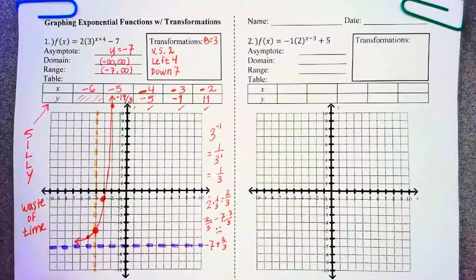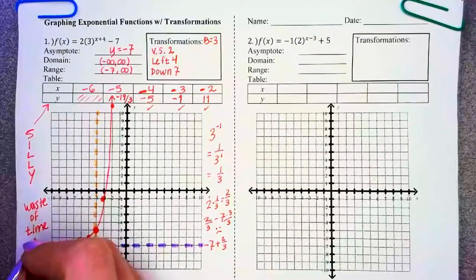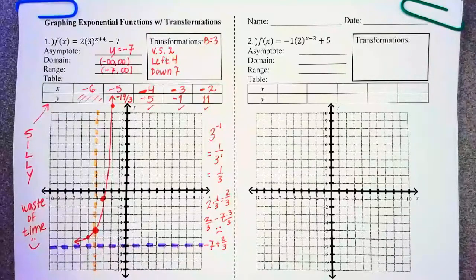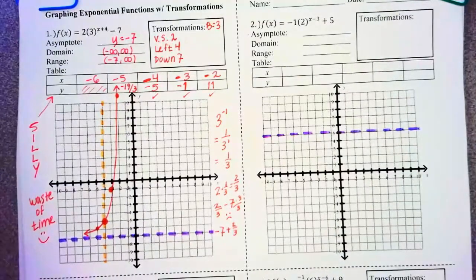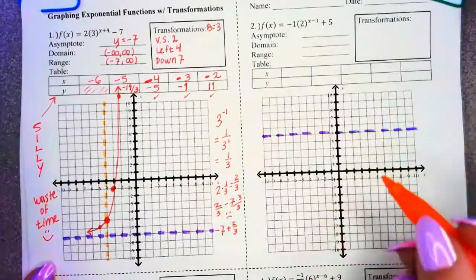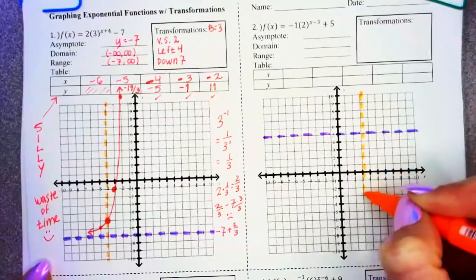This probably shows you how silly it is to use a table of values and how it's really quite the waste of time. Here we have another example. The +5 at the end of my equation tells me I'm moving 5 units up. The x minus 3 in my exponent tells me I'm moving 3 units to the right.